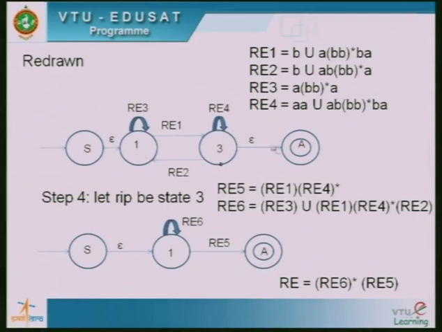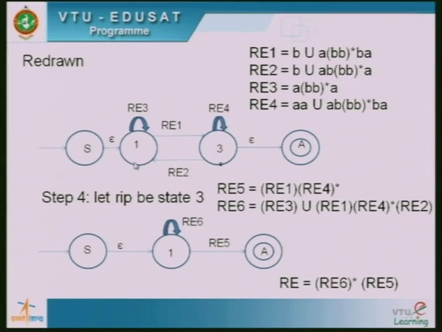Next we can select state 3 as the RIP state. If you remove state 3 as the RIP state, you can connect from state 1 to the accepting state through the regular expression RE1 and RE4 star. So from RE1 to A, you can connect RE1, RE4 star.